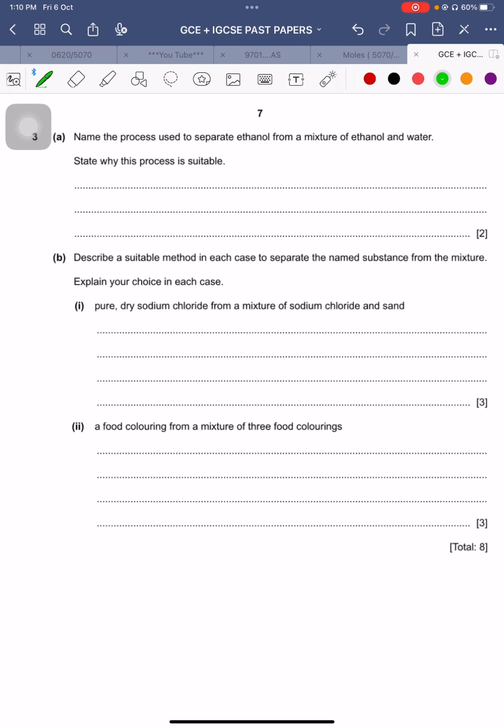Okay, then there is again another past paper question. Name the process used to separate ethanol from a mixture of ethanol and water. Okay, so it is called fractional distillation. Why? I have told you this about distillation, that fractional distillation is based upon the physical property of boiling point, and ethanol has a boiling point of 78 degrees Celsius, whereas water has a boiling point of 100 degrees Celsius, depending upon the physical property of boiling point.